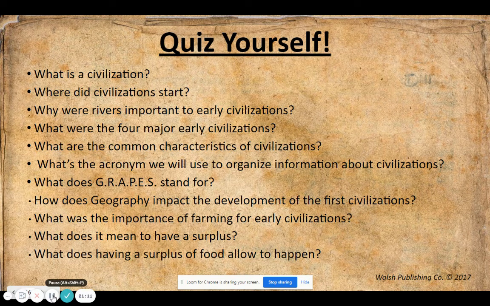Getting ready for our quiz. So, can you answer the following questions? What is a civilization? Where did civilization start? Why were rivers important to early civilizations? What were the four major early civilizations? What are the common characteristics of civilizations? What's the acronym we will use to organize information about civilizations? What does GRAPES stand for? How does geography impact the development of the first civilizations?